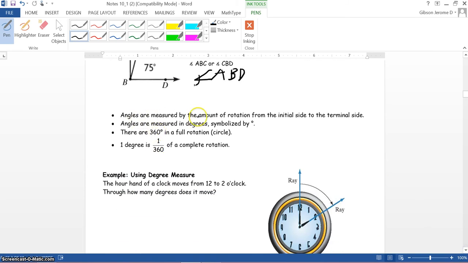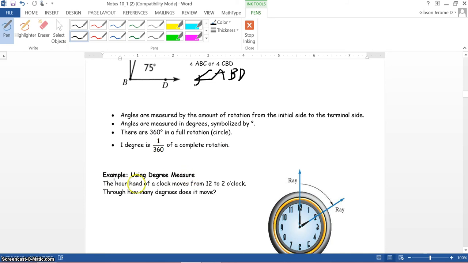Now, it says angles are measured by the amount of rotation from the initial side to the terminal side. Angles are measured in degrees, symbolized by this little circle here, which looks like a little 0, but that's degree. There are 360 degrees in a full rotation, a circle. 1 degree is 1 over 360 of a complete rotation.